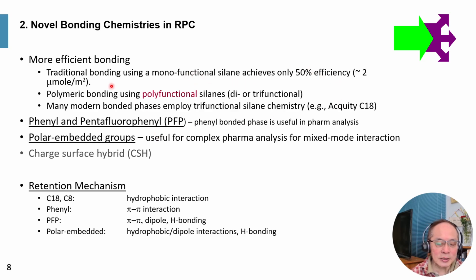And there's an increasing tendency to use something called polymeric bonding chemistry using polyfunctional silane, mostly trifunctional silane, meaning that instead of monochlorosilane, use a trichlorosilane. In the beginning, people also used difunctional silane. It turned out not to be very reproducible, so I think that chemistry has been abandoned. Many modern bonded phases employ trifunctional silane, such as in the case of Waters Symmetry C18.